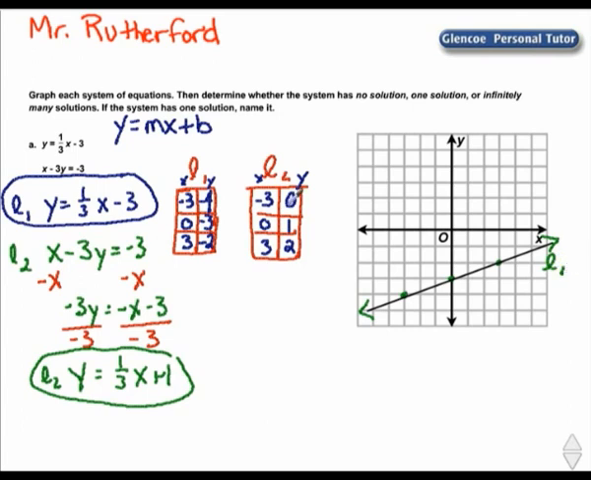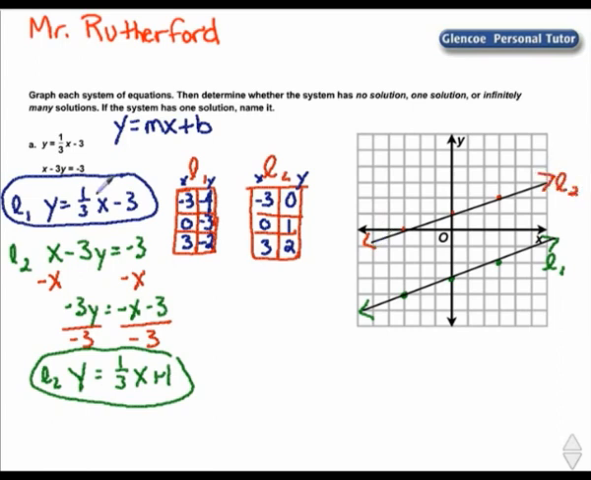Now line 2, we have a point of -3, 0, 0, 1, and 3, 2. And again, I need to connect these dots with a straight line. And there I've constructed my line 2.